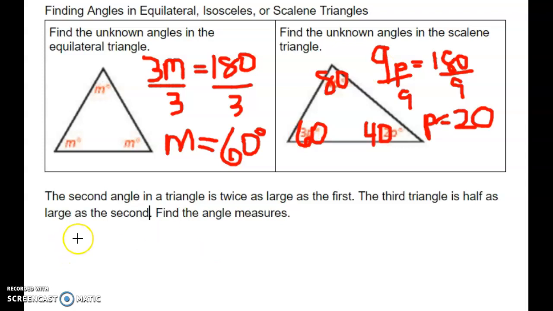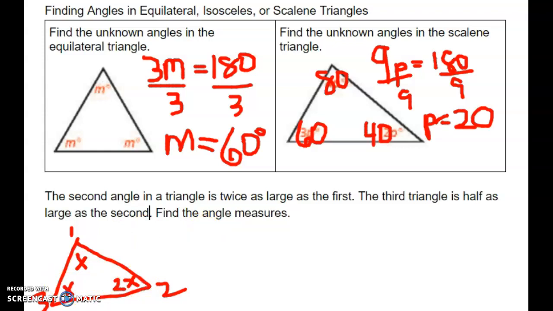So let's just draw a quick triangle and get a visual. Our first, our second, and our third angles, okay? The second angle is twice as large as the first. So if the first is x degrees and the second is twice as large, that means that it's 2x. Okay? And now the third angle is half as large as the second. Well, half of 2x is just x again.